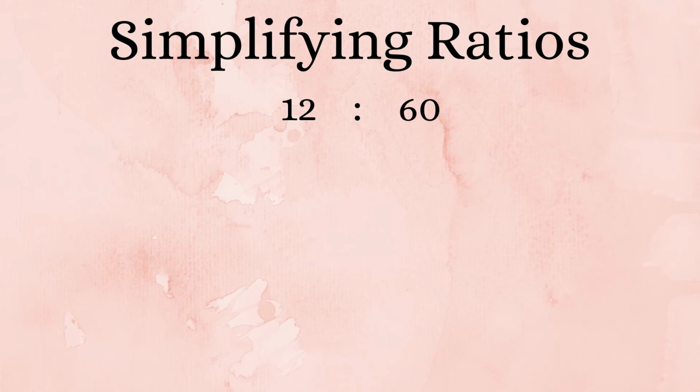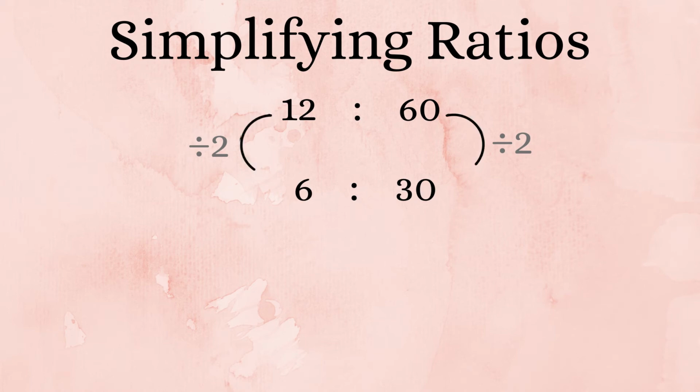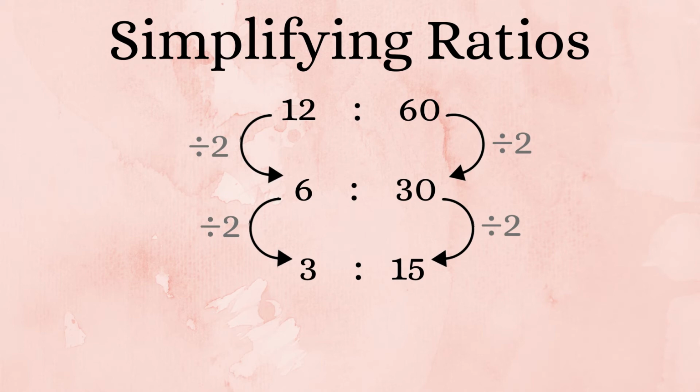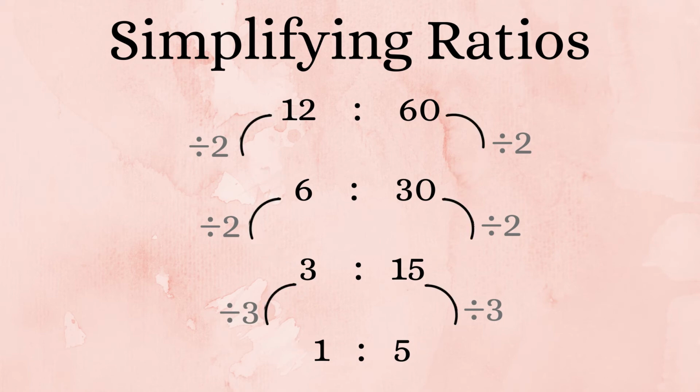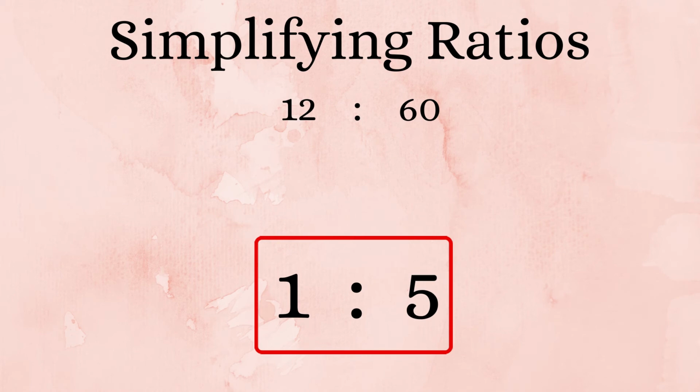12:60. First we divide both the terms by 2 to get 6:30. Then we divide by 2 again to get 3:15. Now we divide both the terms by 3 to get 1:5. Now since both the numbers cannot be divided further, we stop here and 1:5 becomes our simplified ratio.